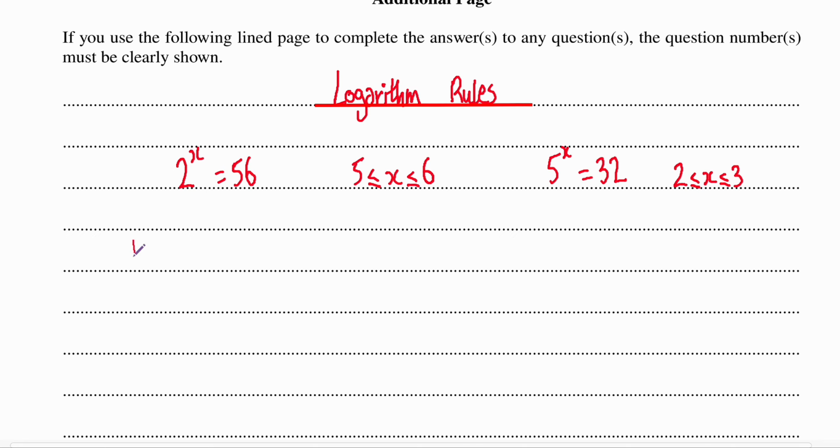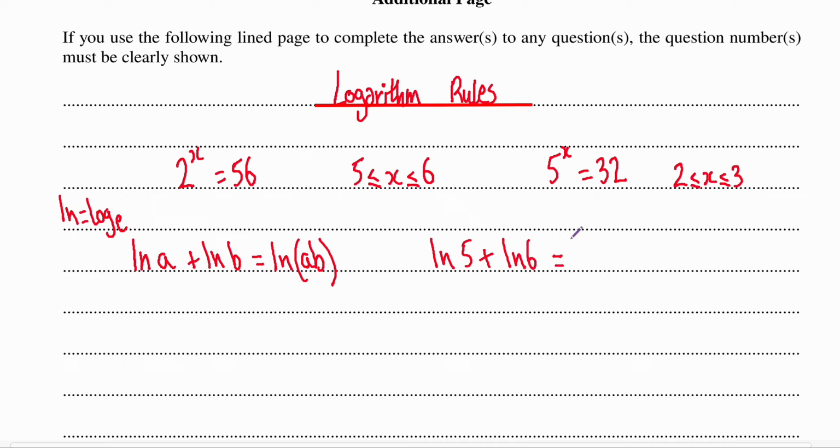So let's say you have ln. ln means base e, remember? ln means log base e. We're going to use ln from now on instead of log because ln is more common. So if you have ln a plus ln b, this is the same as the natural log of a times b together. So let's say I had ln 5 plus ln 6. You put it in your calculator, that's the same as ln of 30.